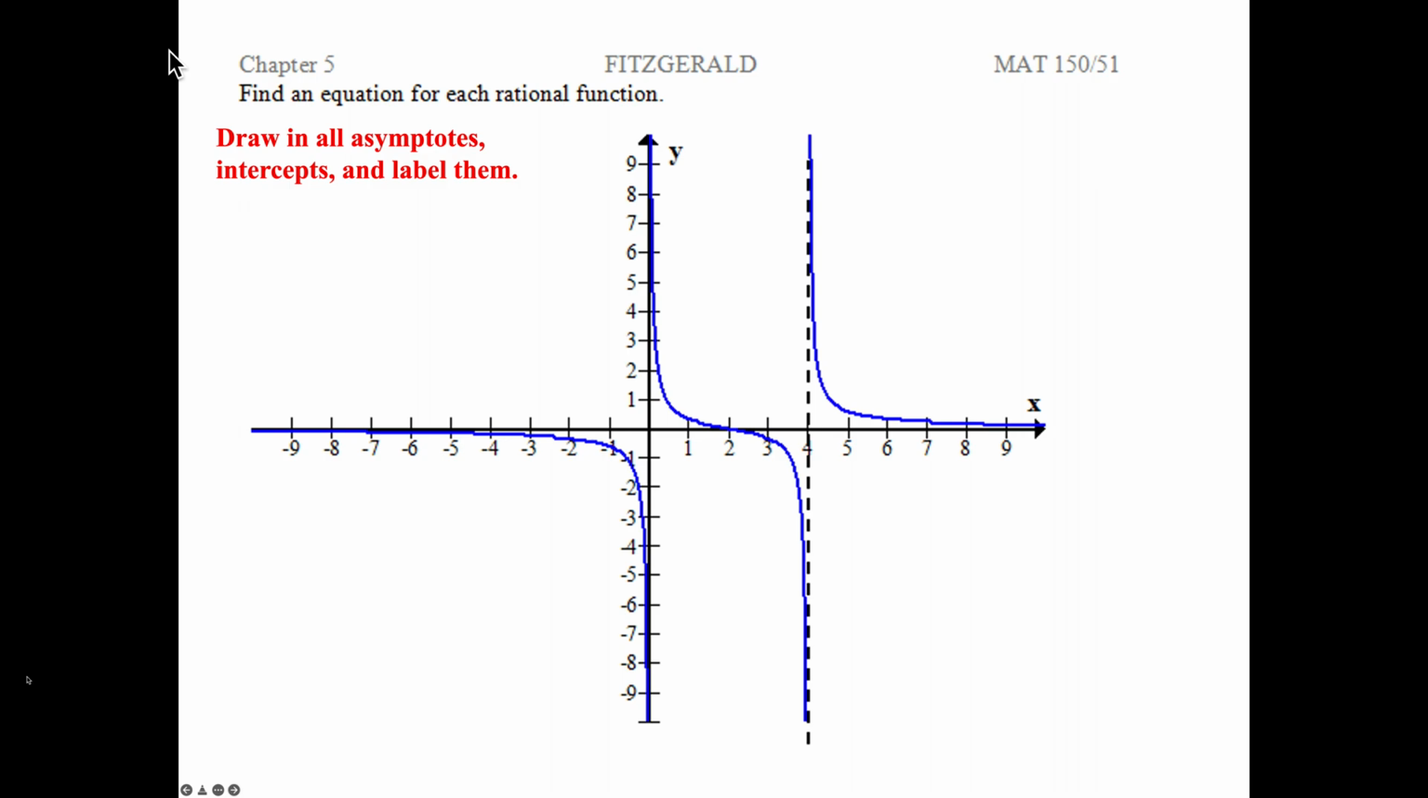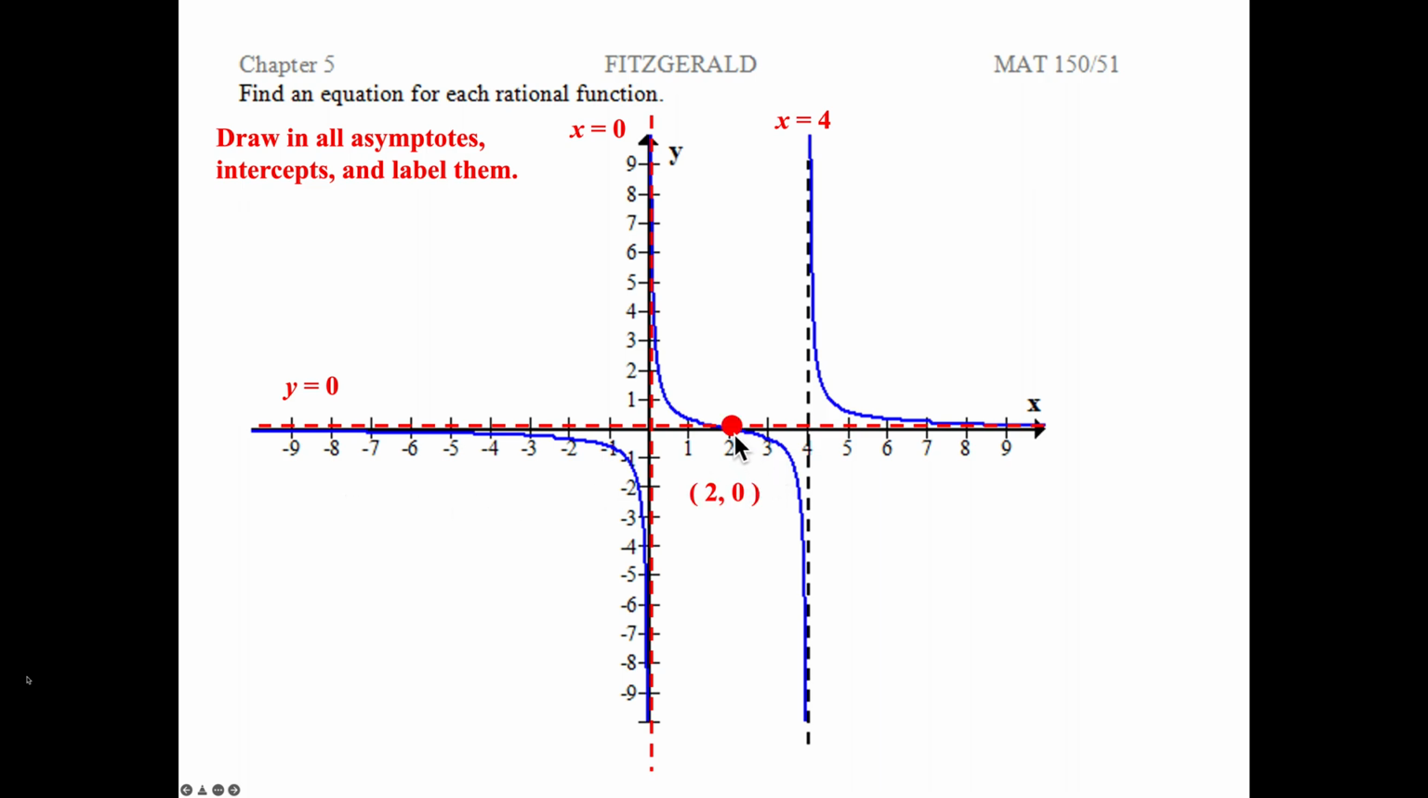So I see one here that's already drawn in. Looks like we have another one here at the y-axis for a vertical, and looks like we have a horizontal asymptote right here at y equals 0. So there's a horizontal, there's a vertical, there's another vertical right there. So we draw them in. Next, let's go find all our intercepts.